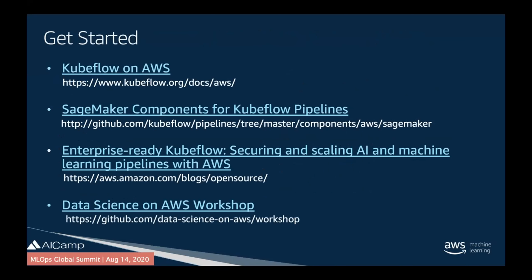So this was a quick run-through introduction to how to get started building Kubeflow pipelines and integrating with cloud managed services. If you want to get started, I've put in a couple of links: Kubeflow on AWS, which is part of the Kubeflow documentation. If you're interested in the integrations in particular, have a look at the components for Kubeflow pipelines. We also have a blog post that touches on the latest contributions on how to leverage enterprise-ready Kubeflow and how AWS integrates security and scalability into those machine learning pipelines.